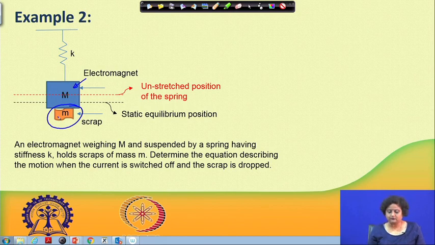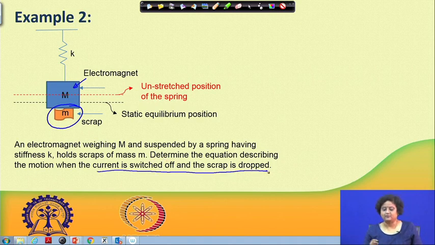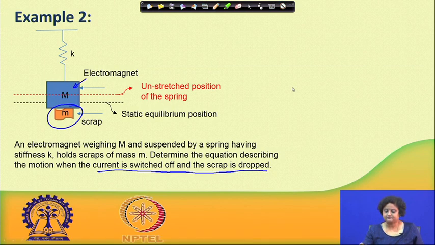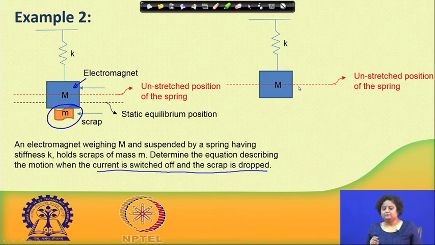So, what we have to do is find out the response when the current is switched off and the scrap is dropped. That is what we need to do. Let us see why this vibration is going to happen.